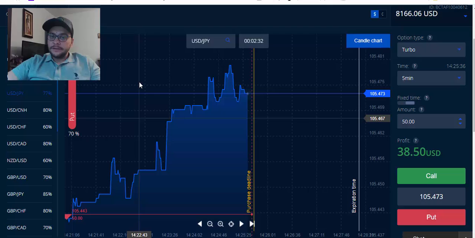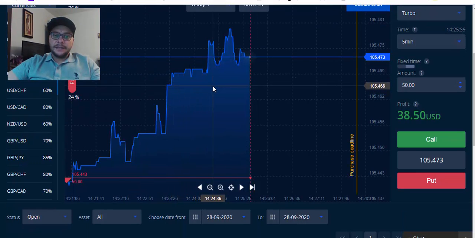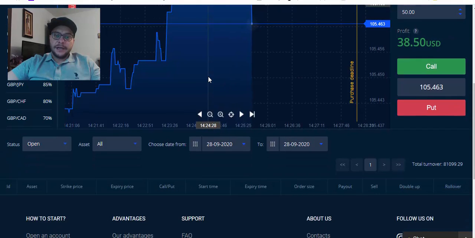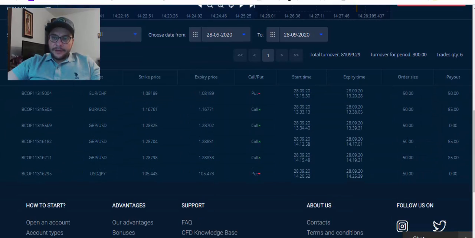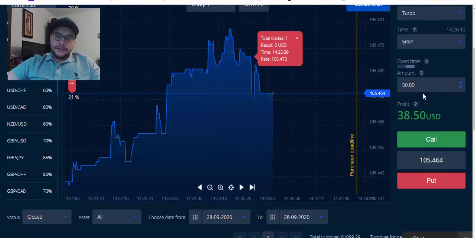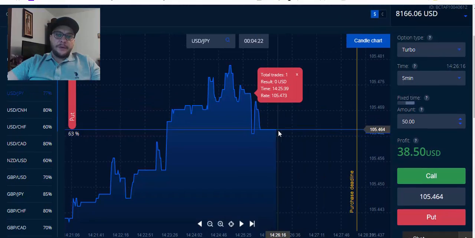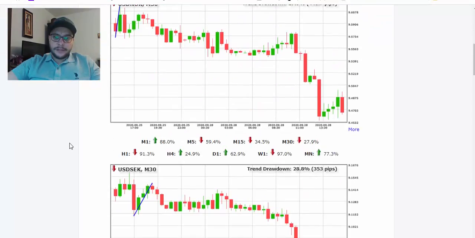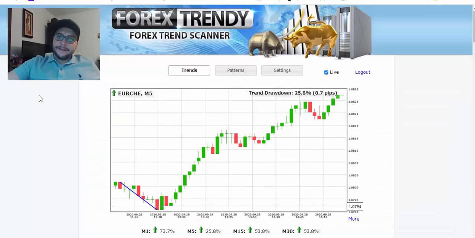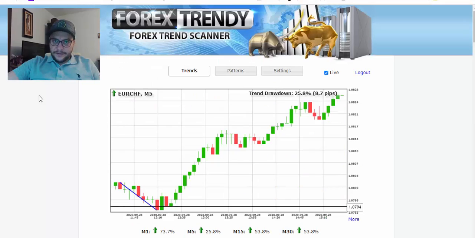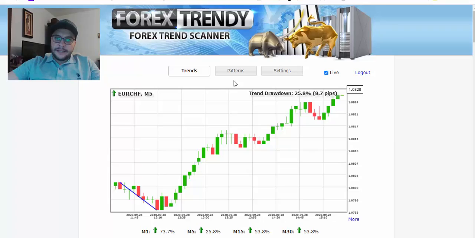Let's see. No, it's not done yet. Okay, so this is out of the money. Let's have a look here on close trades. Yeah, okay, so we have 2 in the money and 1 out of the money. Now as you can see, the amount I'm trading is $50, but I will increase this amount. All right, so let's wait for another signal from BLW Turbo Strategy app or Forex Trendy. Let's see which one will be the first. I will skip this video and I will be back when a signal will arrive.